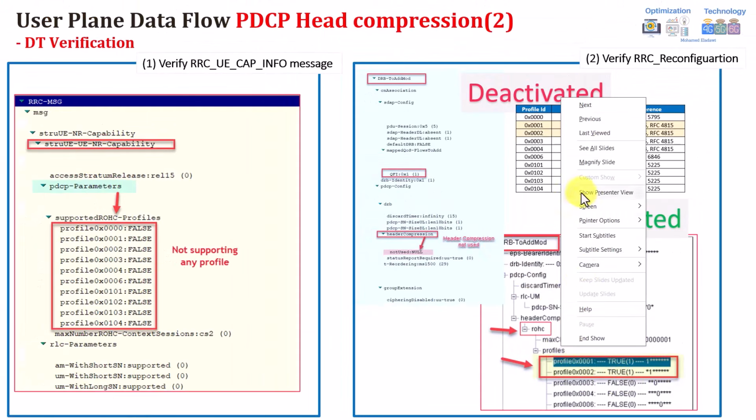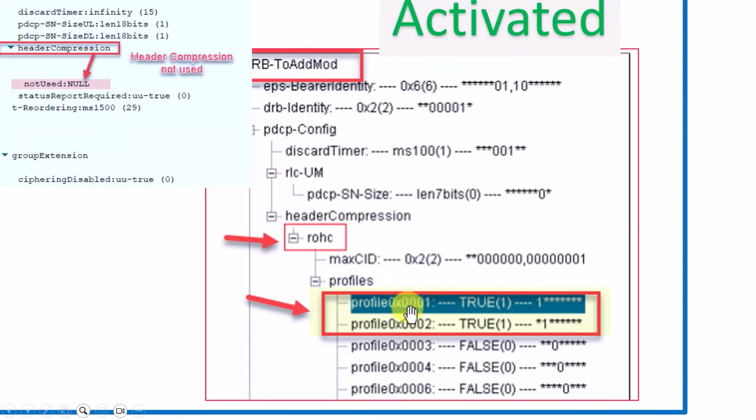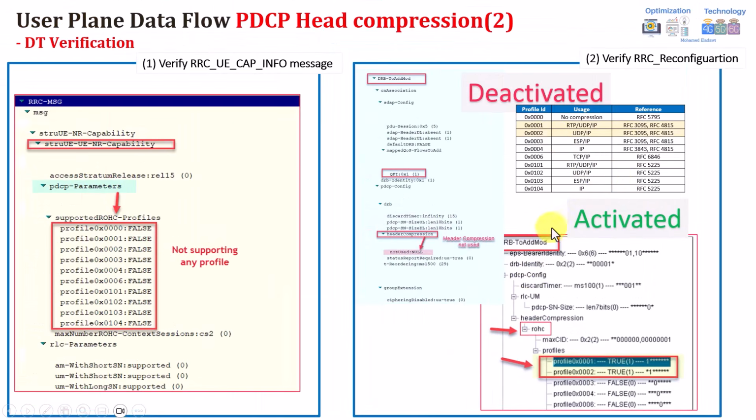And in the bottom left example here, this is another one showing that it's being supported. As you look down here, for example, profile 1 and 2 are true. This means that profile 1 and 2, which are used for voice over VoNR, are supported for this particular message. This is how you can verify it from the drive test.